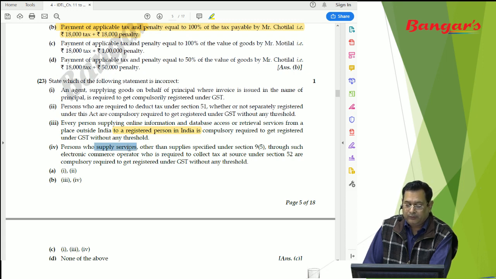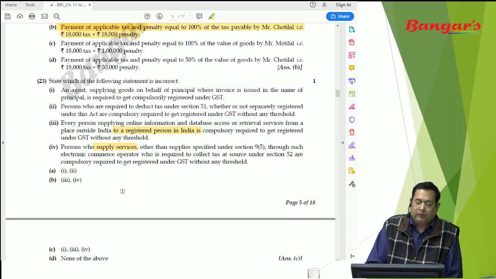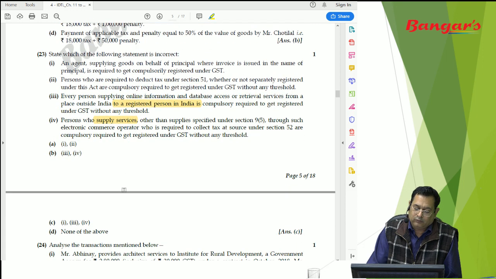And a person who supplies services other than those specified under section 9(5) through such an ECO who is required to collect tax, is compulsorily required to get registered under GST without any threshold. This is also not correct. So statements number 1, 3 and 4 are the incorrect statements.